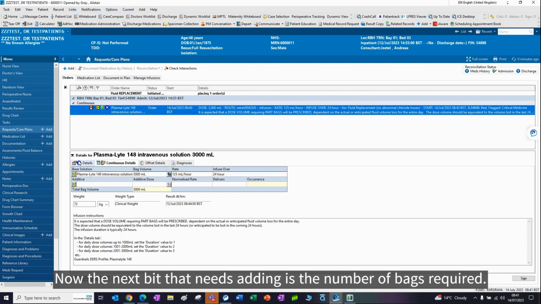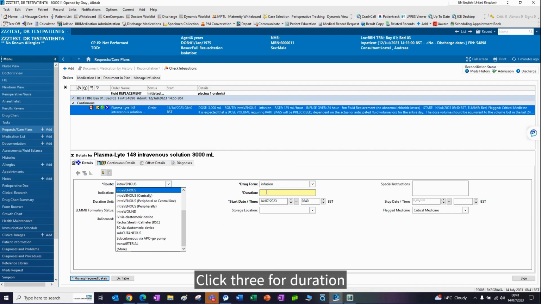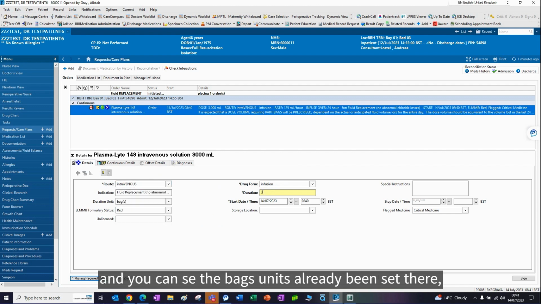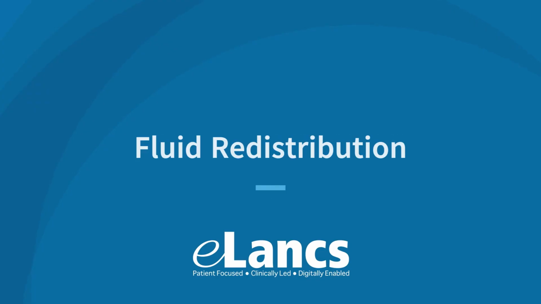Now the next bit that needs adding is the number of bags required, and there's guidance in there on how to set that. So for 3,000 mils, it's going to be three bags. So click details, click three for duration, and you can see the bag unit's already been set there, and click sign. That's it.